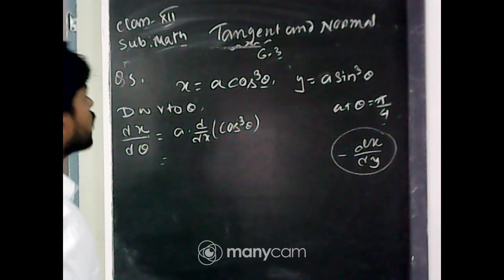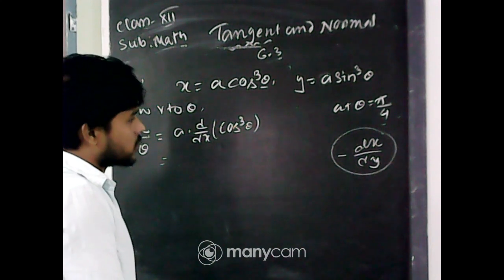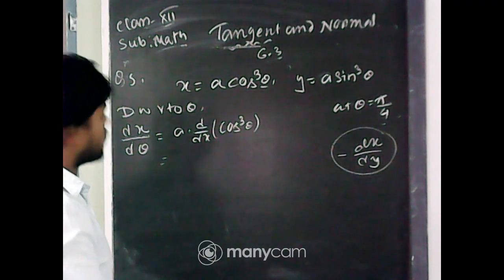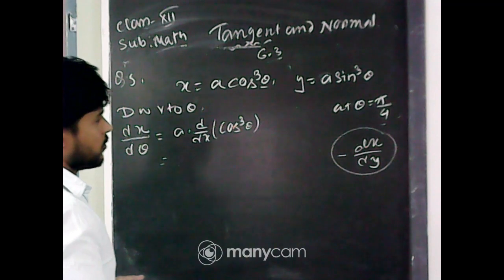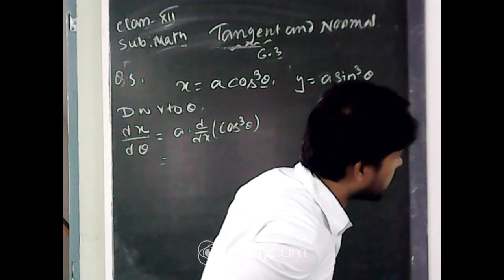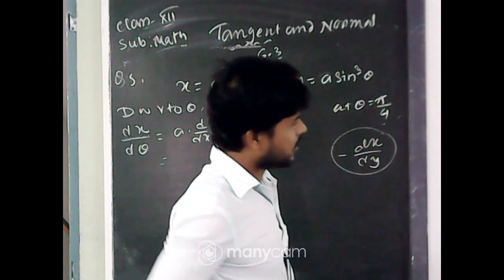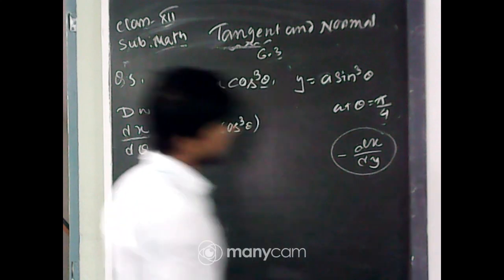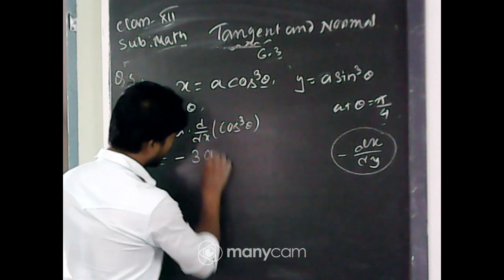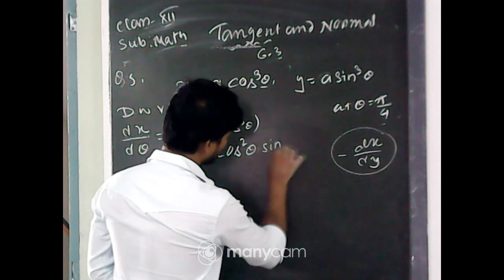I hope all of you will answer the question. The derivative of cos cube theta is very easy. In the previous chapter we have solved a lot of problems like this. Yes, actually minus 3 cos square theta into sin theta. Yes, very good. So this is minus 3a cos square theta into sin theta.